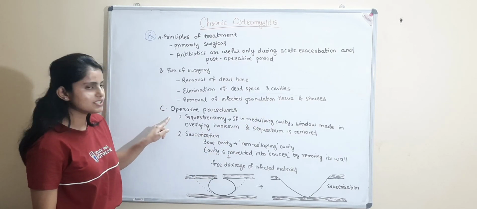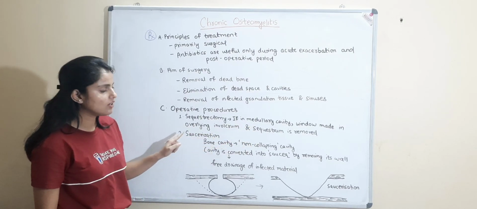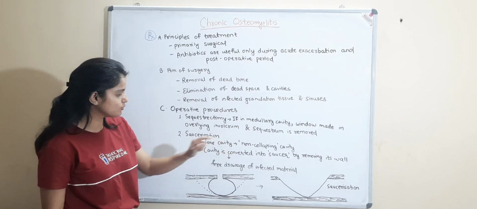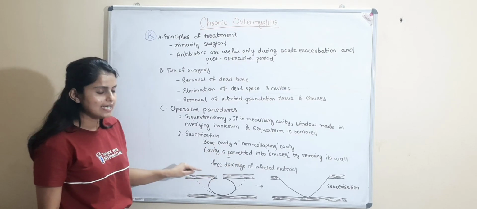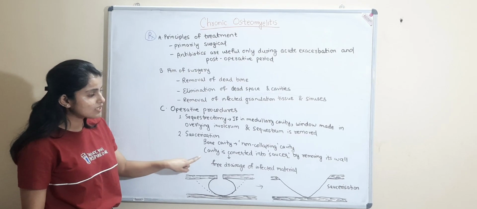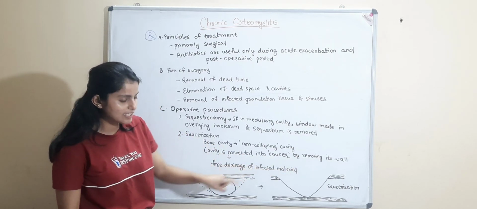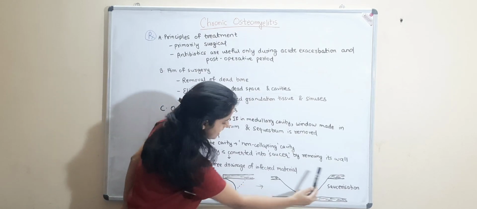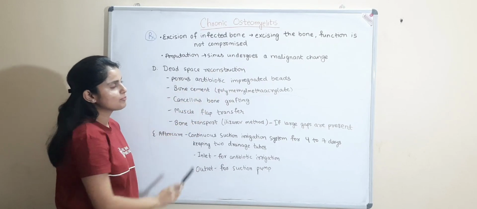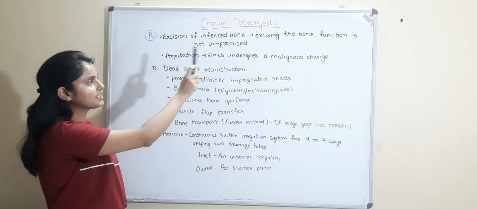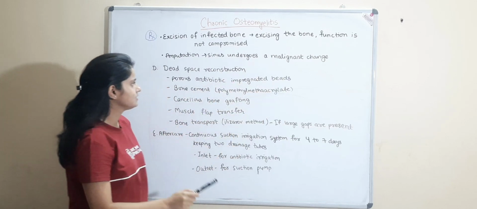And the operative procedures are sequestrectomy. If it is in the medullary cavity, a window is made on overlying involucrum and sequestrum is removed. Saucerization: as the bone cavity formed is a non-collapsing cavity which causes persistent infection, the cavity is converted into a saucer by removing its wall, which allows free drainage of the infected material. If function is not compromised on excising the bone, excision of the infected bone can be done. And amputation can be done if sinus undergoes a malignant change.